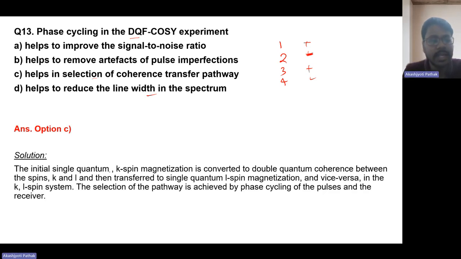The initial single quantum K spin magnetization is converted to double quantum coherence between the spins K and L. So first we get the double quantum coherence and then it is transferred. How we are getting this, you can go to the lectures and see the derivation. It has been explained in great detail. So yes, this is the correct answer. And vice versa in the KL spin system, the selection of the pathway is achieved by phase cycling of the pulses and the receiver.